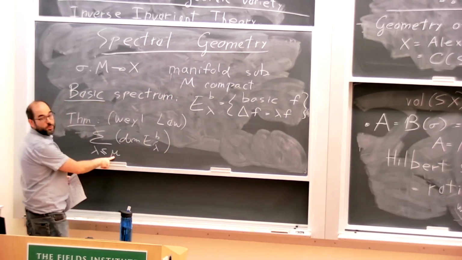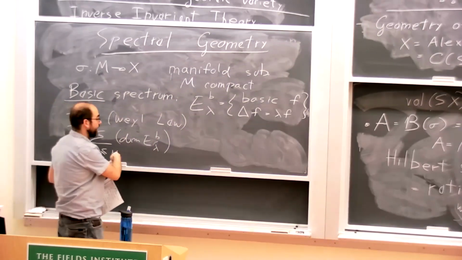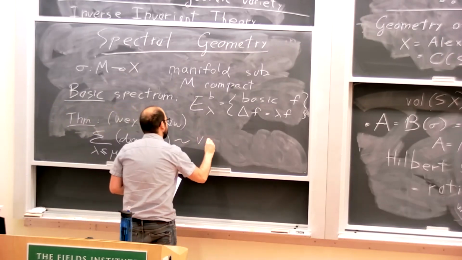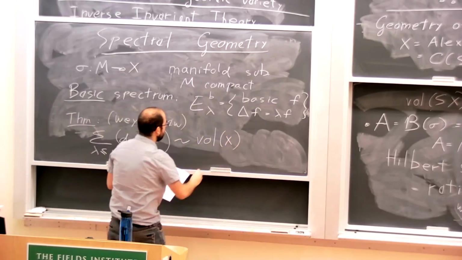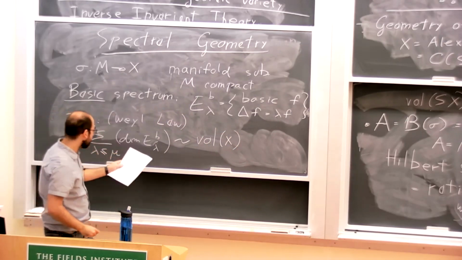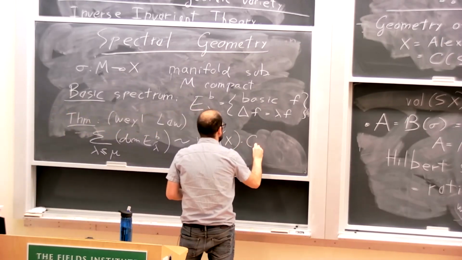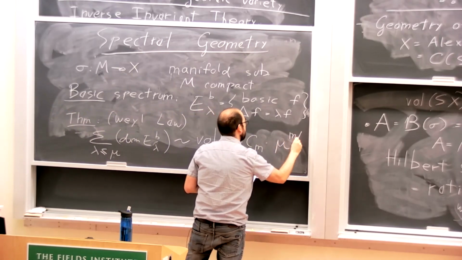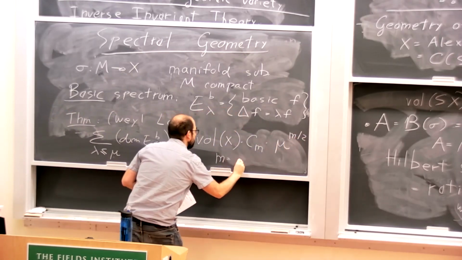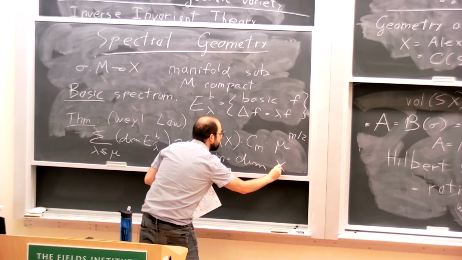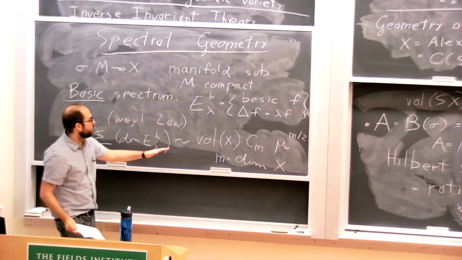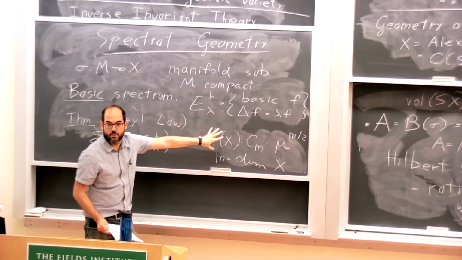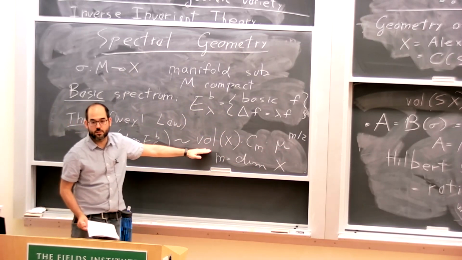As you make this mu parameter go to infinity, the counting function of how many eigenfunctions you have has the following asymptotic behavior. The volume of the quotient shows up, times a certain universal constant that doesn't really matter too much, times mu to the power m over 2. So m here is my notation for the dimension of the quotient. So you have a particular growth here, polynomial growth. Moreover, the coefficient in front of it tells you the volume. So this is the Weyl law.